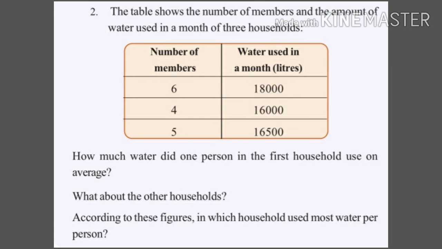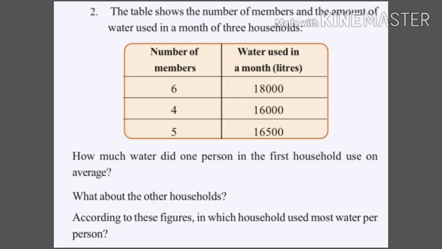Next question. The table shows the number of members and the amount of water used in a month by 3 households. First question is, how much water did one person in the first household use on average? That means in the first household there are 6 members and they totally used 18,000 liters of water in a month. We have to find how many liters of water were used by a single person of that house.